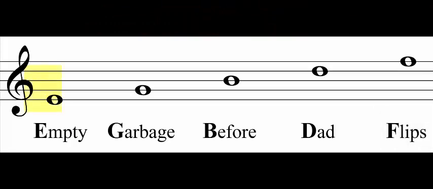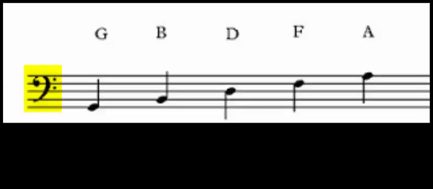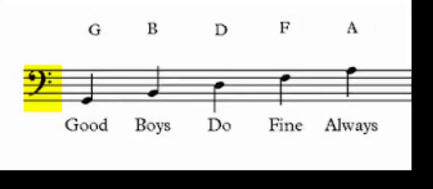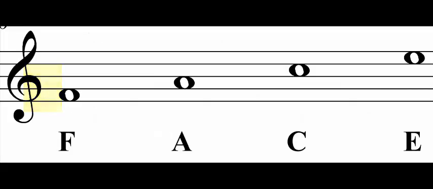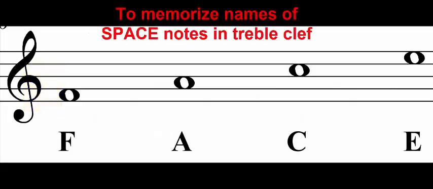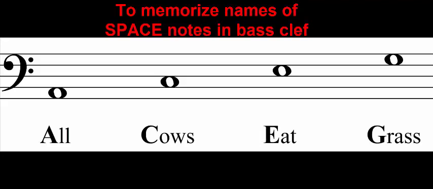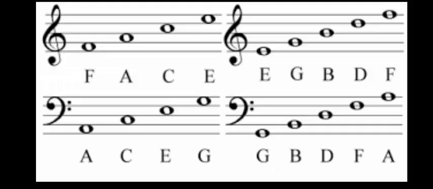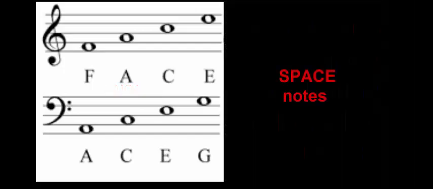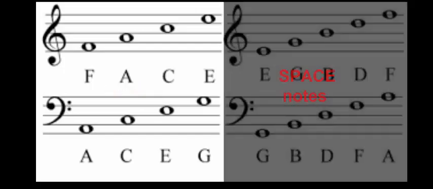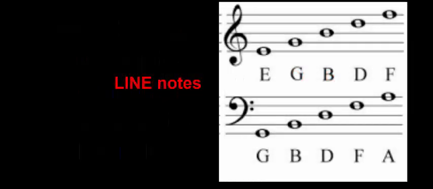You can also do the same with the bass clef. G, B, D, F, A could be memorized as Good Boys Do Fine Always. Similarly, one can also memorize the space notes instead, only 4 of them: FACE for the treble clef, and All Cows Eat Grass for the bass clef. So in conclusion, you have to choose. Either memorize the space notes for both clefs, or memorize the line notes for both clefs.